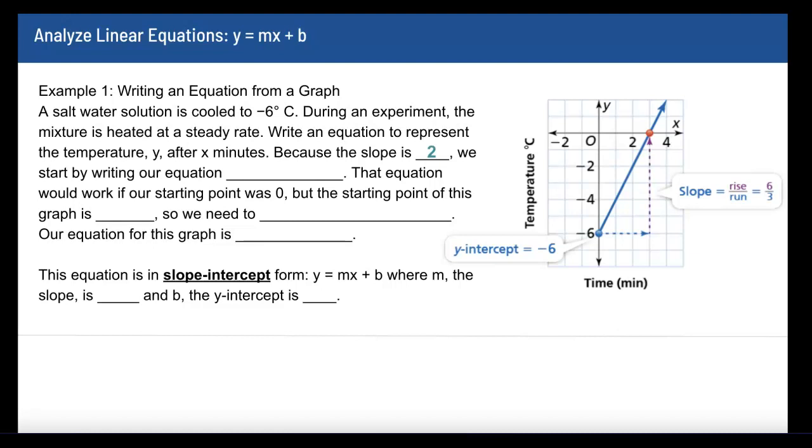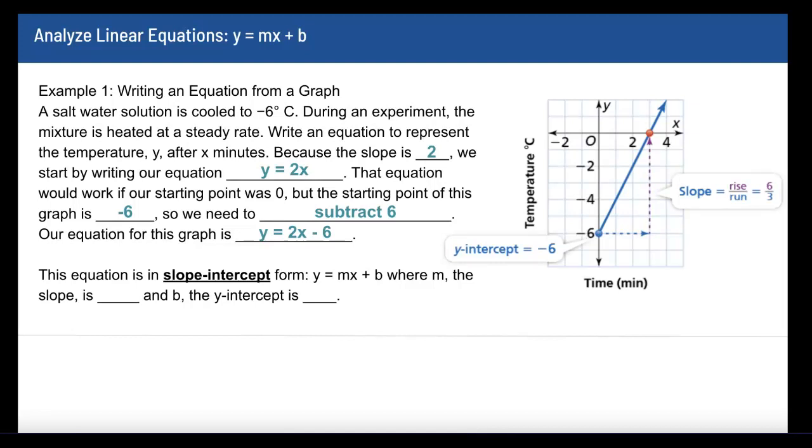So we can start by writing our equation with y equals 2x. Now that equation would work if our starting point was 0. But the starting point of this graph is -6. So how does 0 go to -6? We need to subtract 6. So that is that additional portion we have here. Our equation for this graph is y equals 2x minus 6.